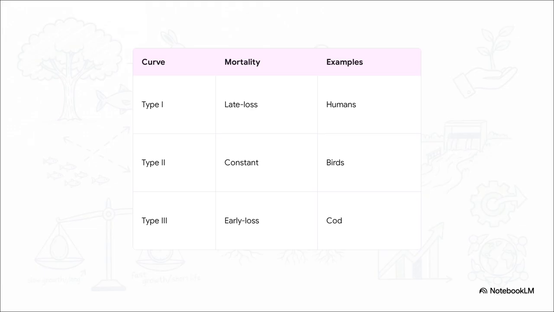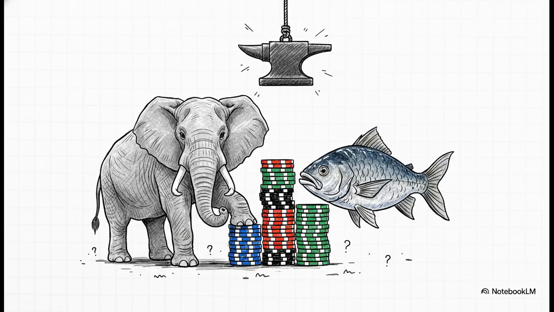It's a constant risk. And finally, type 3, the early loss curve. Think of the Atlantic cod as the poster child for this one. A female releases literally millions of eggs. It is a massive gamble, and almost all of those eggs die or get eaten in the first few weeks of life. But the wild thing is, those very few that actually do survive to adulthood, they face relatively low mortality after that point. So the crucial point here is that adults are the reproductive capital of a species.